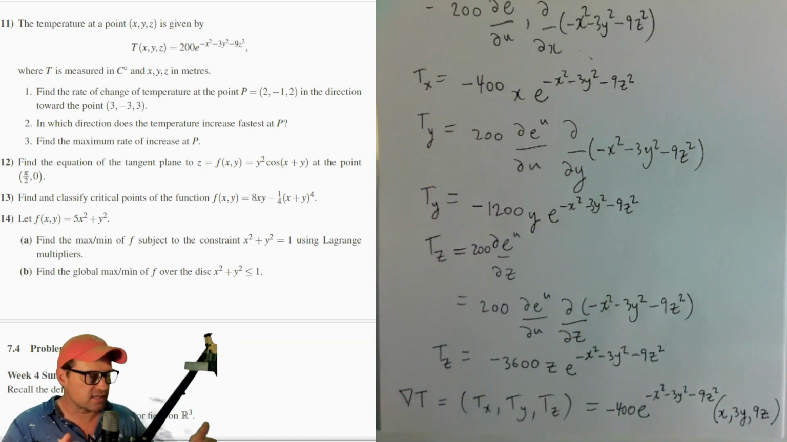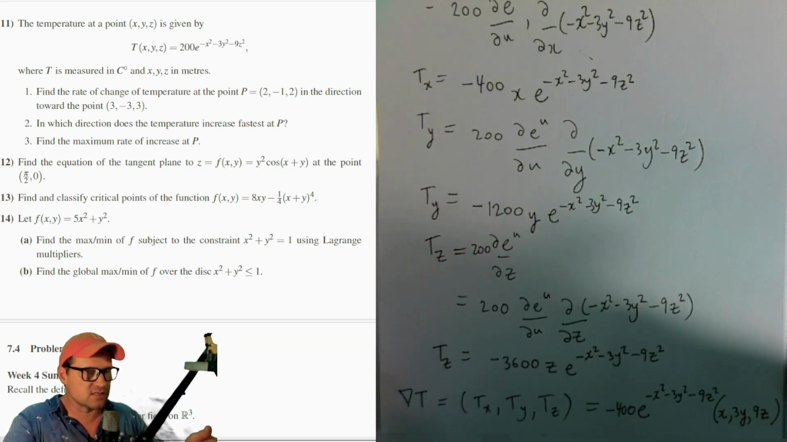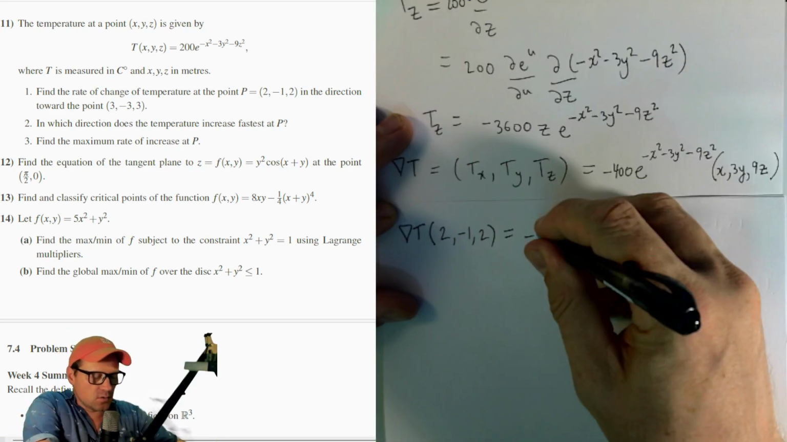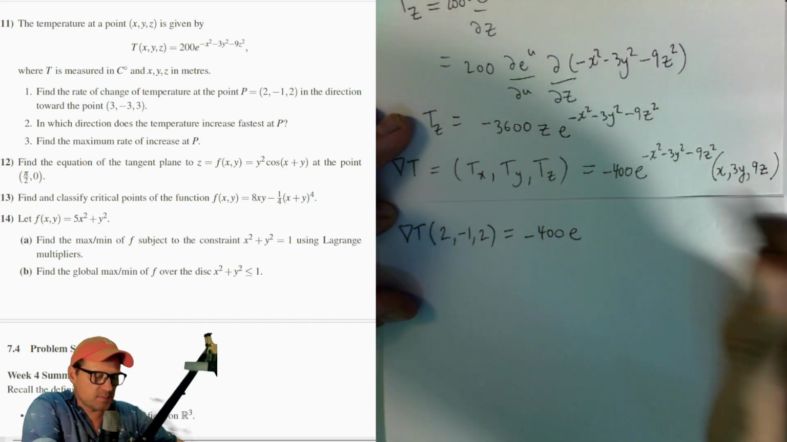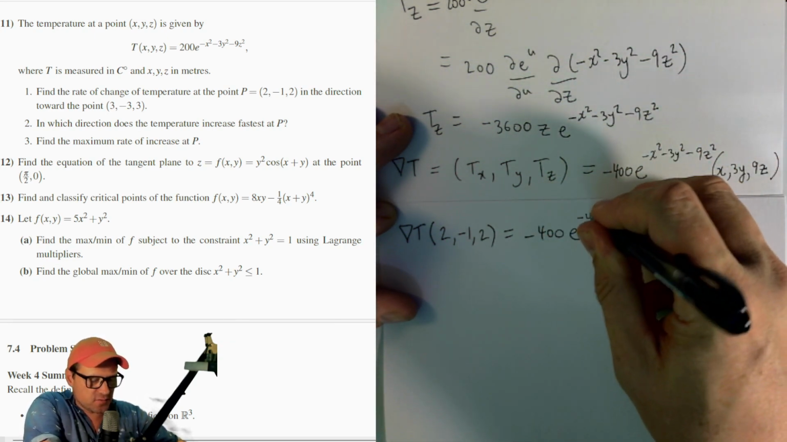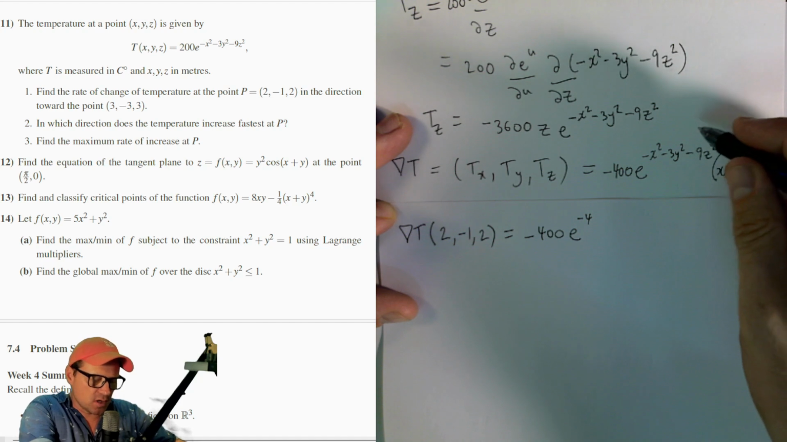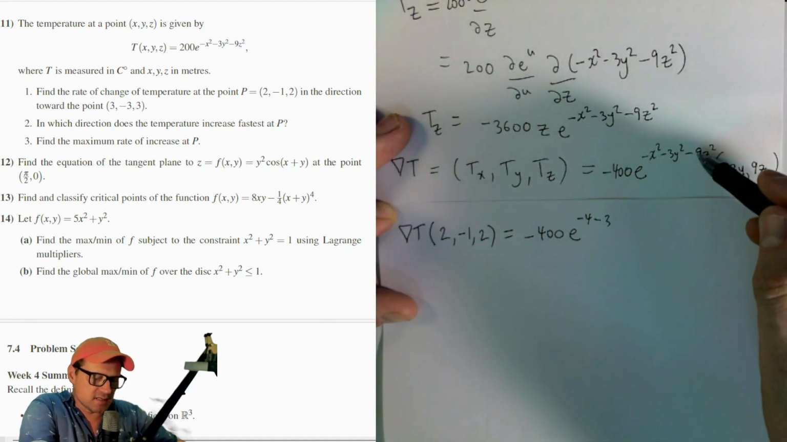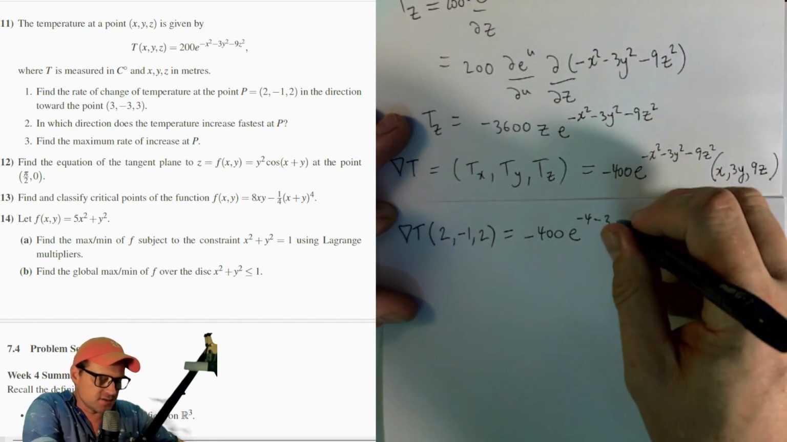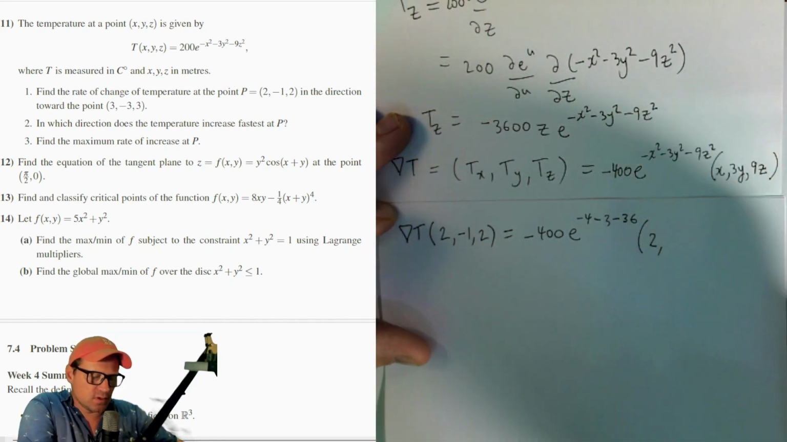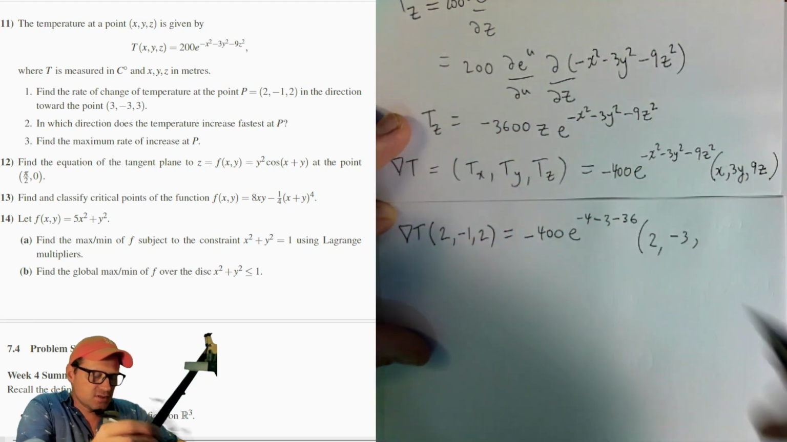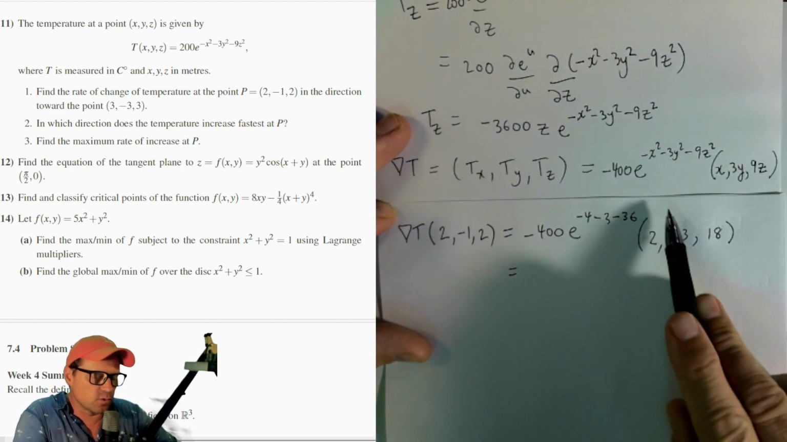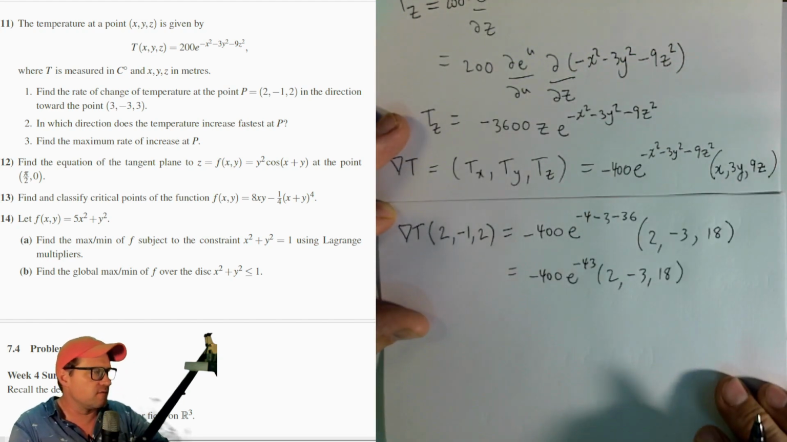Okay, and so next what we need to do is evaluate this gradient vector at the point P, because we're seeking the directional derivative. So minus 400 e to the power of minus 2 squared is 4, minus 3 times minus 1 squared is minus 3, minus 9 times 2 squared is minus 9 times 4, so minus 36. And then we have 2, minus 3, 9 times 2 is 18. Okay, so simplifying that exponent, minus 43, and there we have the gradient vector at P.